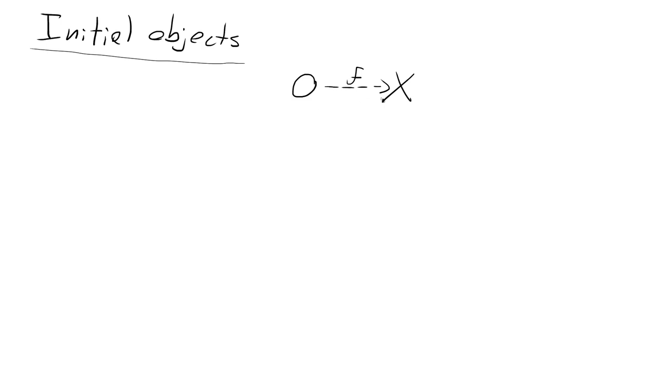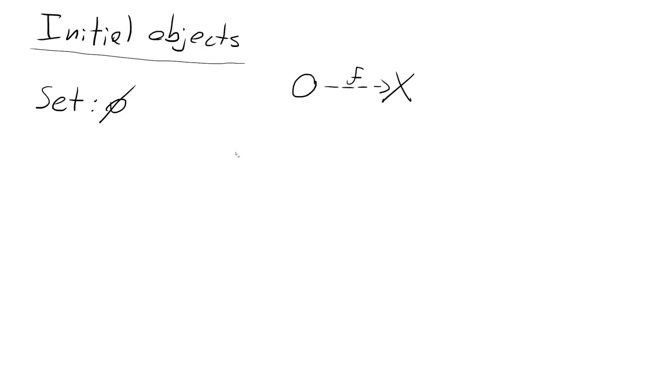So, yeah. For any other object, there is a morphism from the zero to that object, and the morphism is unique. In sets, what would this object be? Well, that would be the empty set.